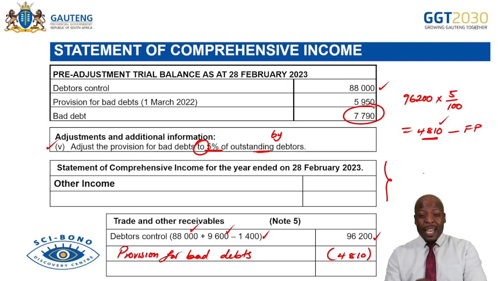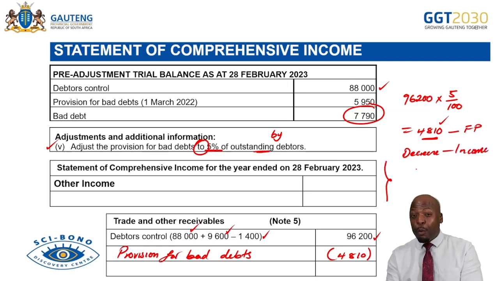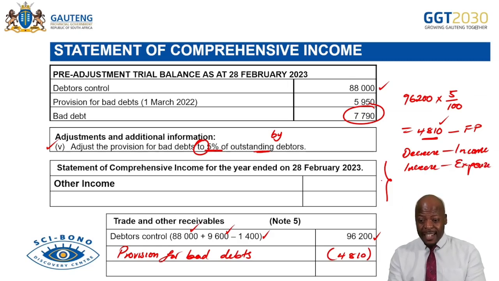Now, the simplest way to get this is to say, once your provision for bad debts decreases, you consider that to be income. But if your provision for bad debts increases, then you consider that an expense. But how do you see an increase and a decrease? This is how you will see.